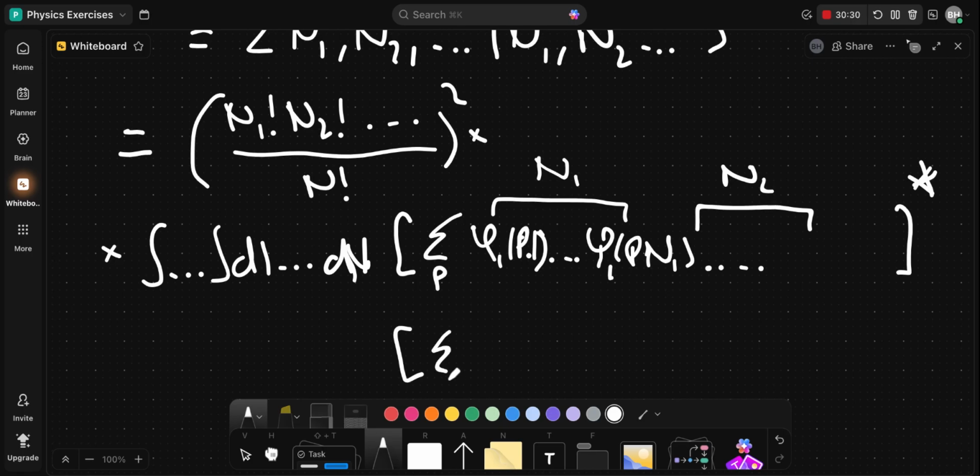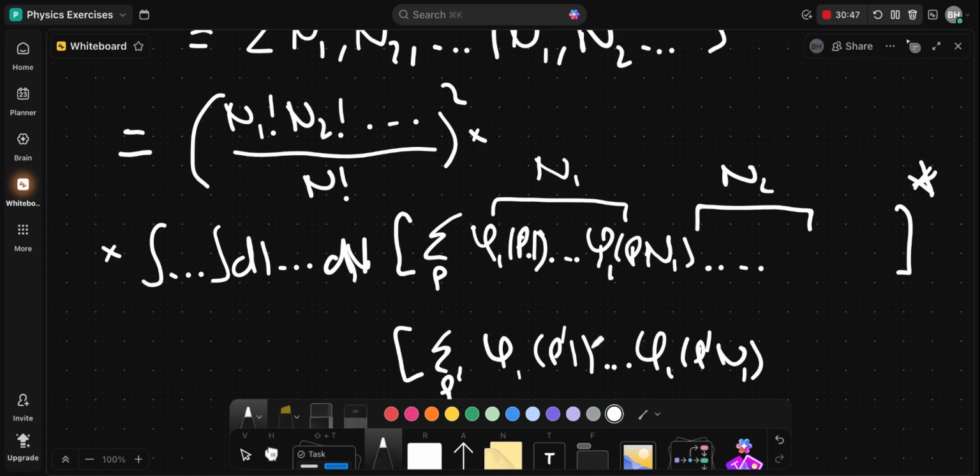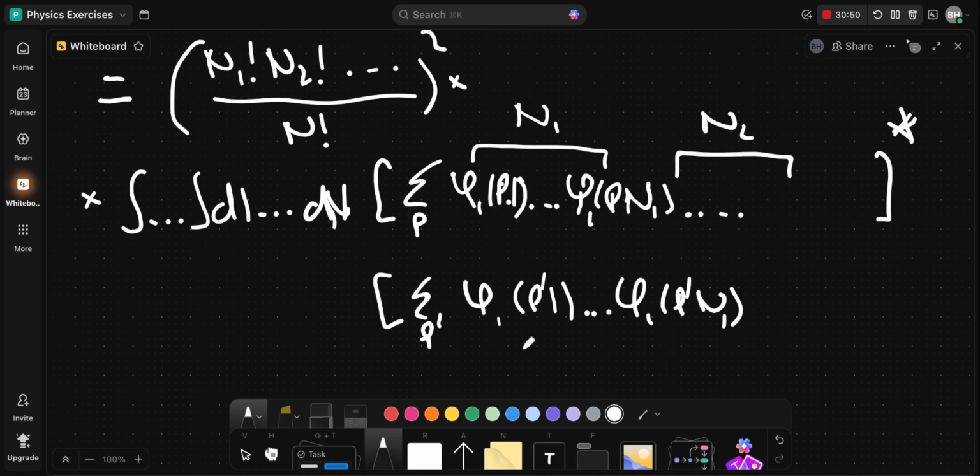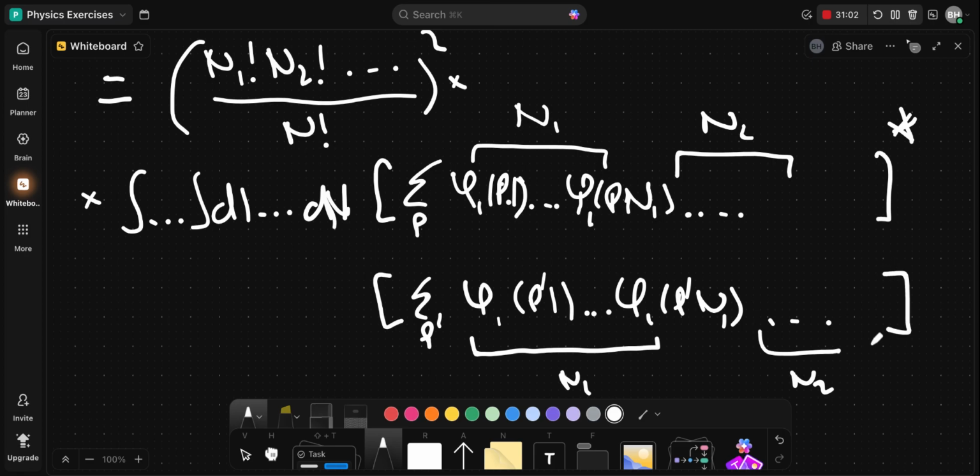And here I have another sum, which is also over the distinct permutations, p prime 1, but they're also distinct from the ones above. They're the same set of permutations, okay, but it's a different sum, so I need a different index. And here again, I have n1 terms multiplying, and then I have n2 and so forth. Because I close this, and that's what we have.